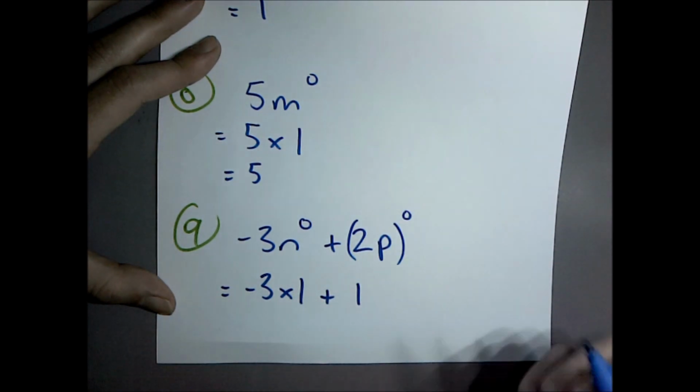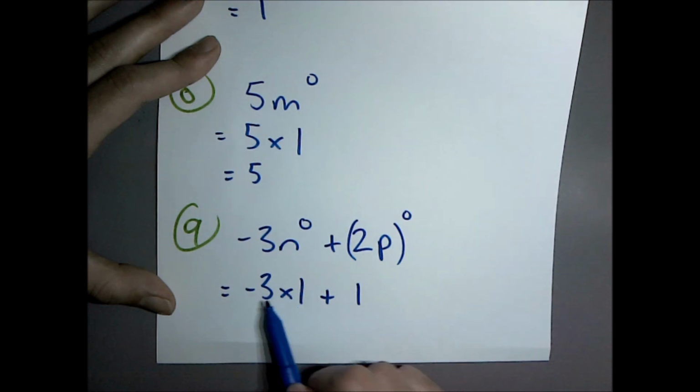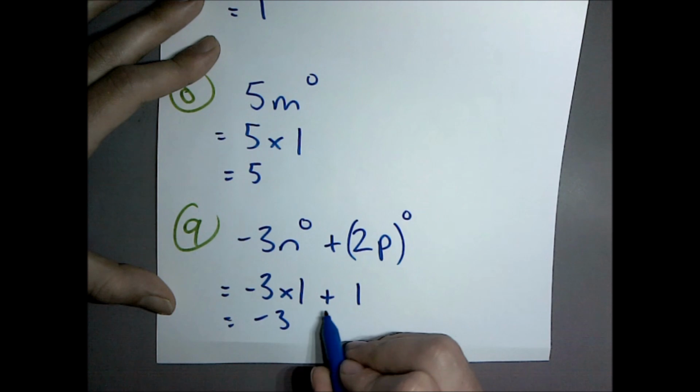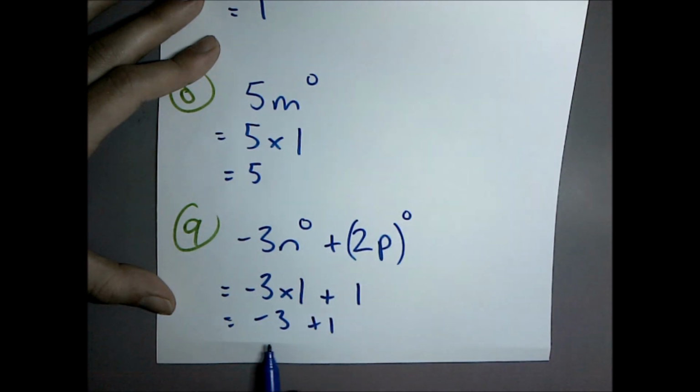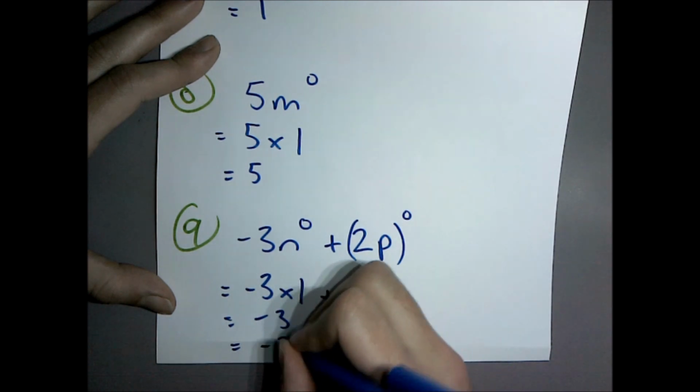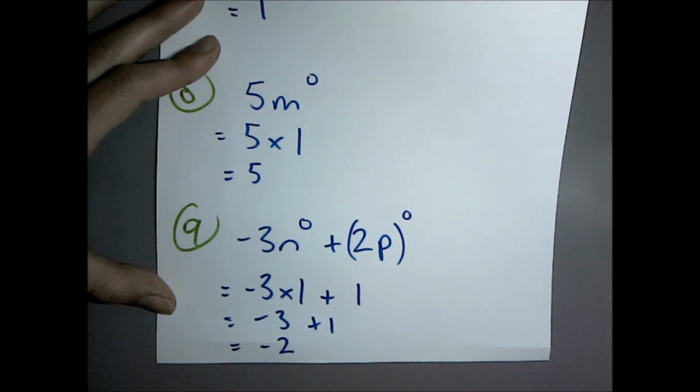And then you just need to use your normal BODMAS rule or order of operations. So we've got negative 3 times 1 is negative 3, and I've still got this plus 1 at the end. And negative 3 plus 1, that's just going to give me an answer of negative 2. So just be careful, but the more practice you have, the quicker you'll get at these and the more accurate you'll be.